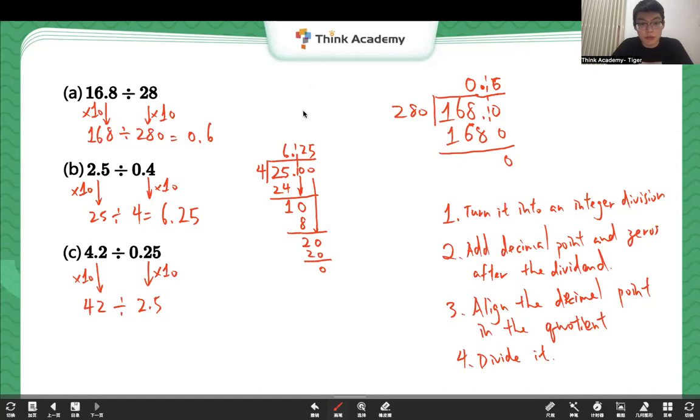Oh no, Joshua, it's 6.25, not 0.625, because you need to mind where the decimal point is, okay? And right here, 42 divided by 2.5, that's not an integer division yet. So I need to change this into an integer by multiplying another 10, which means that I'm actually looking for 420 dividing 25. All right.